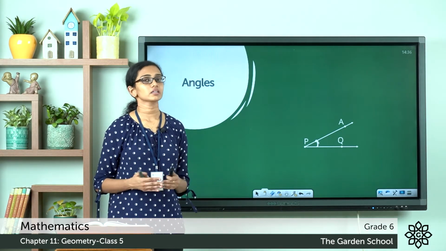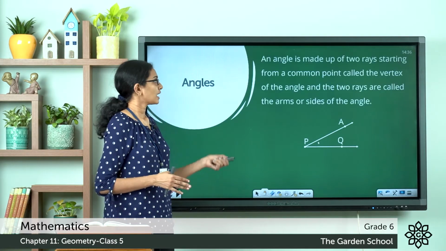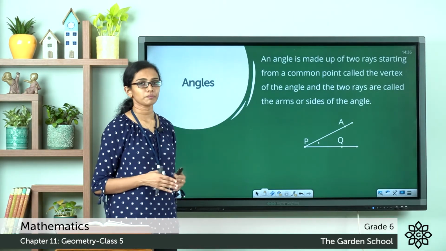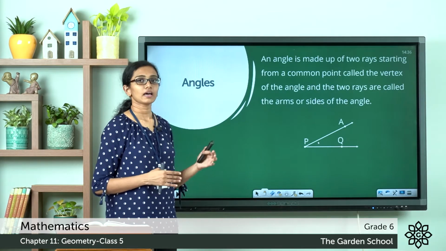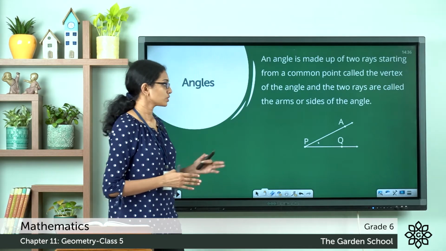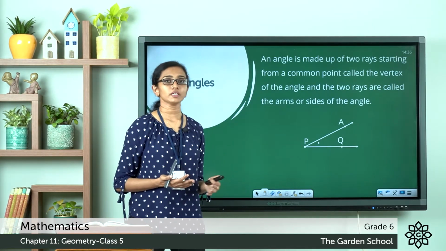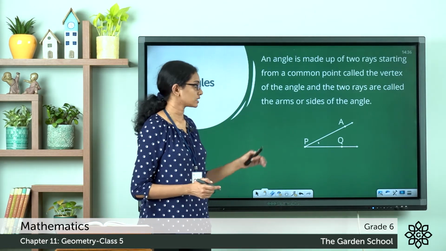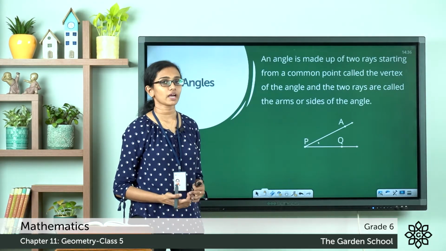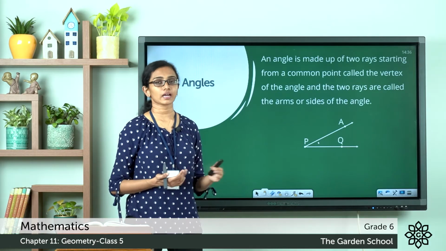So, how is an angle formed? An angle is made up of two rays starting from a common point called the vertex of the angle, and the two rays are called the arms or the sides of the angle. You see, this common point P is called the vertex of the angle, and the two rays forming the angle are called the arms of the angle or the sides of the angle.